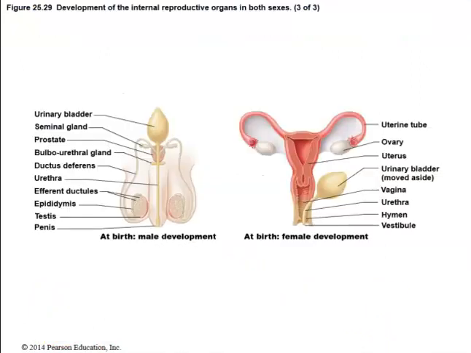And here we can see the different structures that will develop from the development of the paramesonephric ducts. And here at birth, the structures that are present after the mesonephric ducts are allowed to continue to develop in the male embryo.